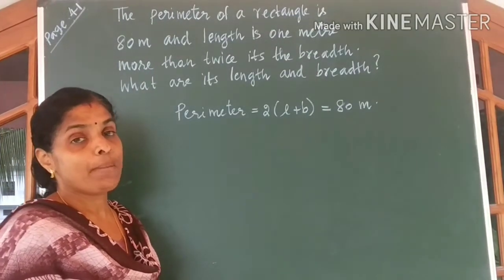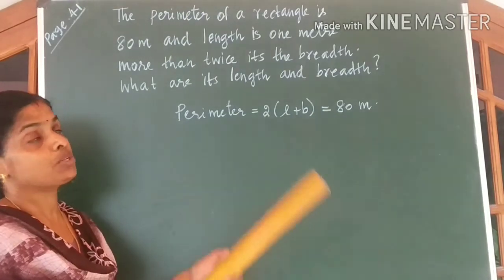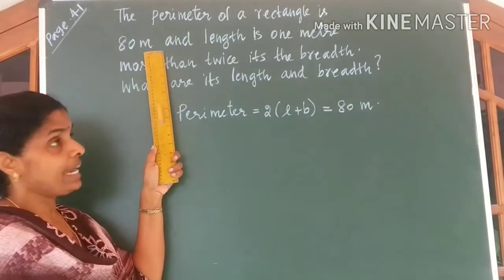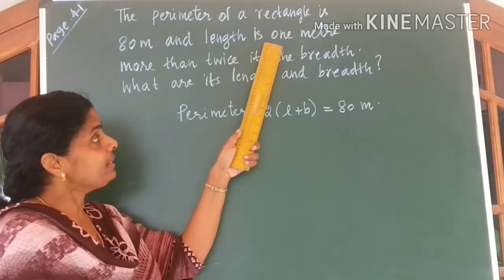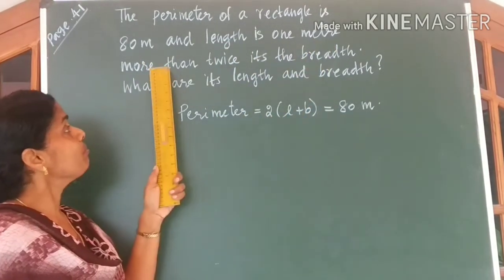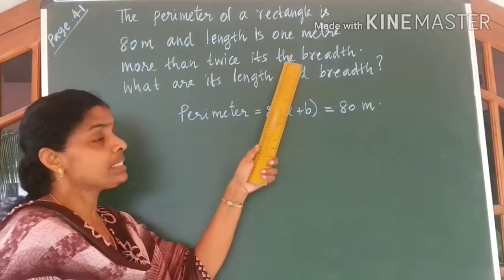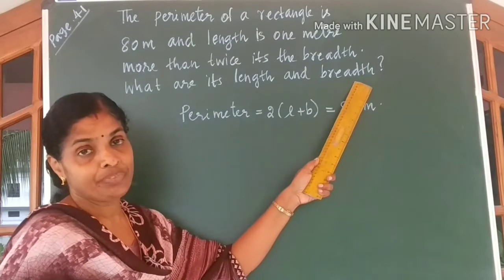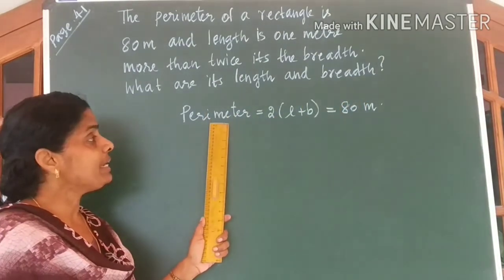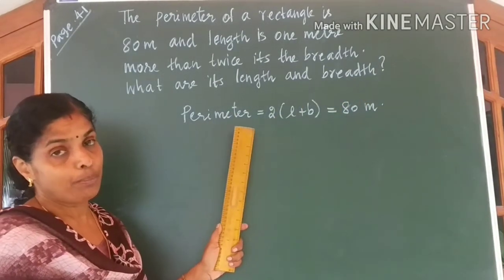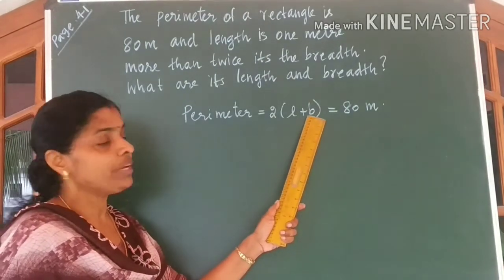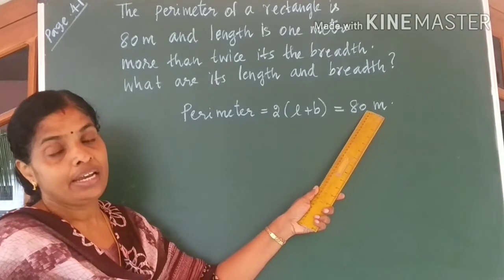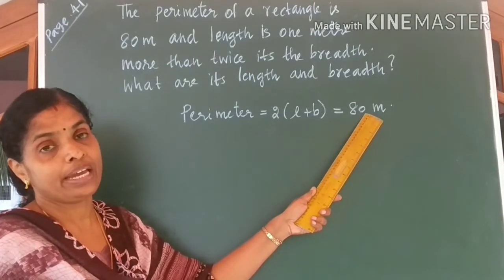Look at the third question. Question is in page number 41. First question. The perimeter of a rectangle is 80 meter and length is 1 meter more than twice its breadth. What are its length and breadth? We know perimeter of a rectangle is equal to 2 into L plus B, which is equal to 80 meter.